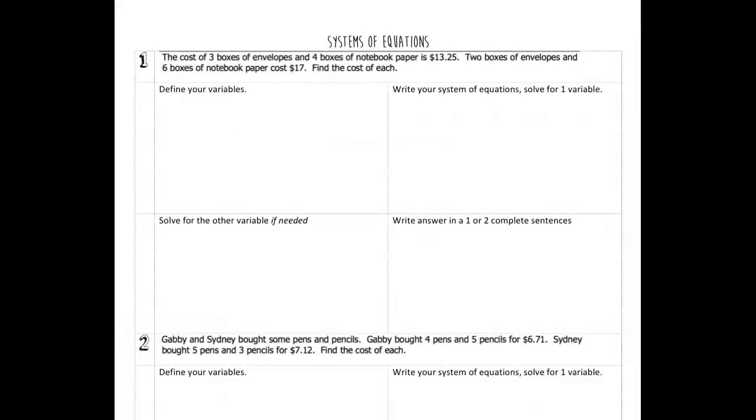Okay, so let's take a look at problem 1 on the next page. It says the cost of 3 boxes of envelopes and 4 boxes of notebook paper is $13.25. 2 boxes of envelopes and 6 boxes of notebook paper cost $17. Find the cost of each.